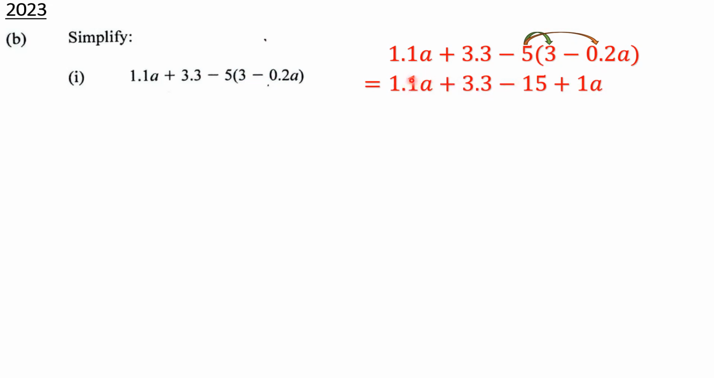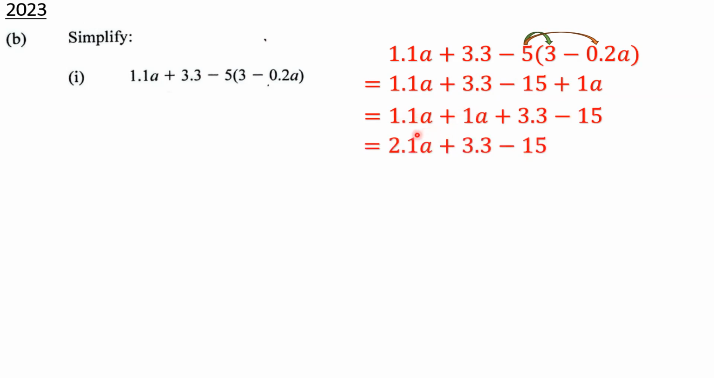We're going to combine the 1.1a and the 1a together. And we're going to combine the 3.3 and the 15 together. And so we have 1.1a plus 1a plus 3.3 minus 15. We take the whole term along with its sign. So we do 1.1a plus 1a, that's going to be 2.1a. And we do 3.3 minus 15, that's definitely going to be -11.7. So our answer is 2.1a minus 11.7.